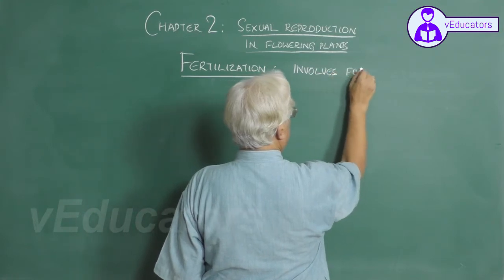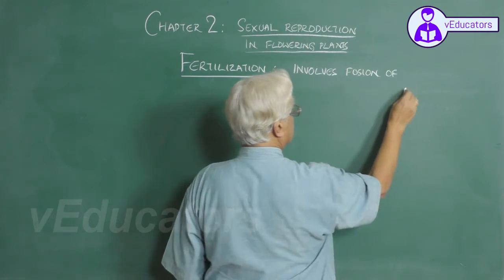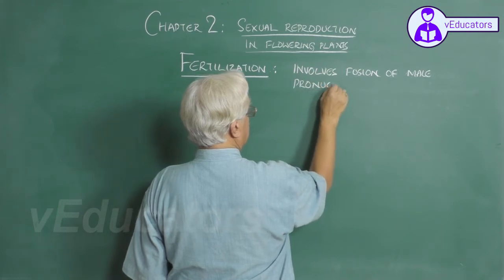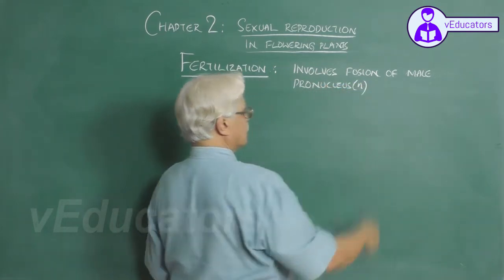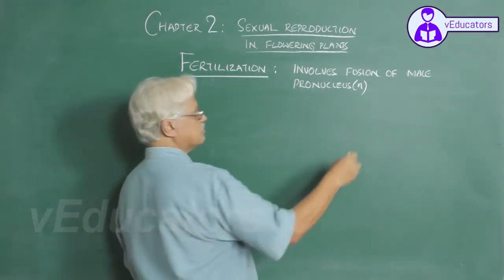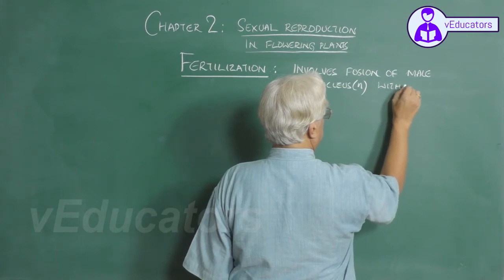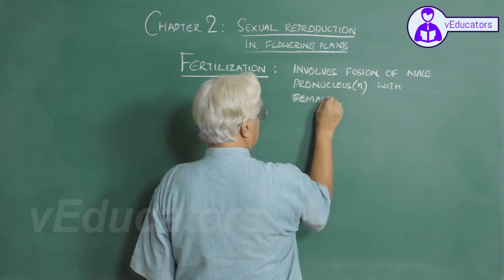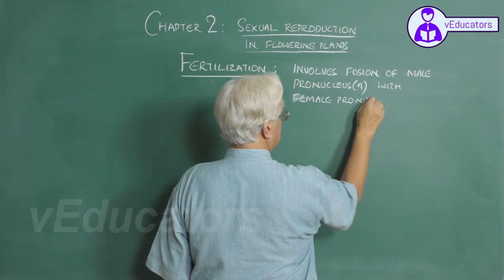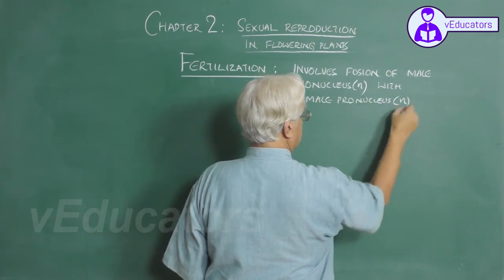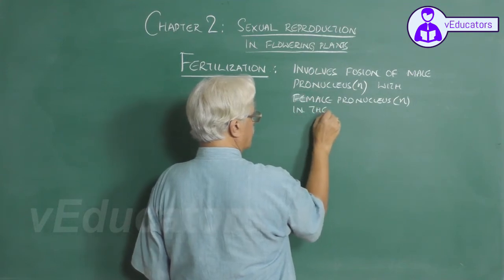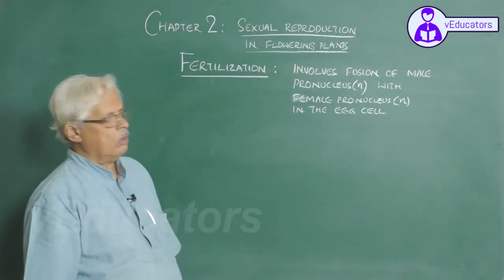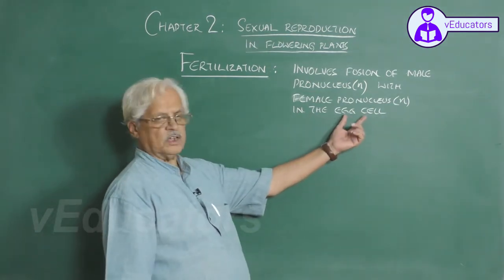Fertilization involves fusion of the male pronucleus, the haploid nucleus, with the female pronucleus in the egg cell. Remember, the egg cell is present in the embryo sac.